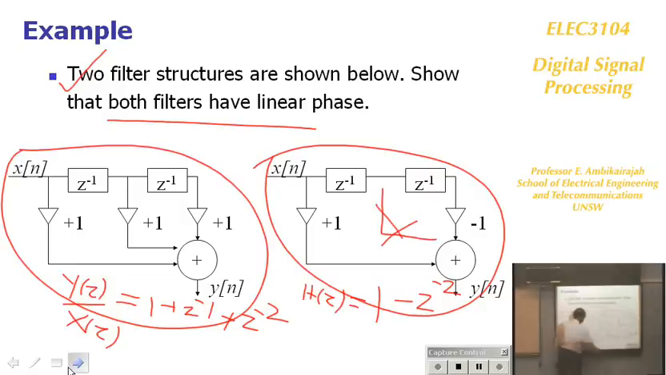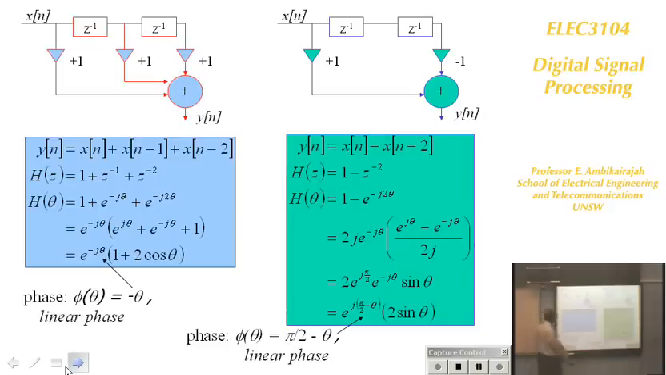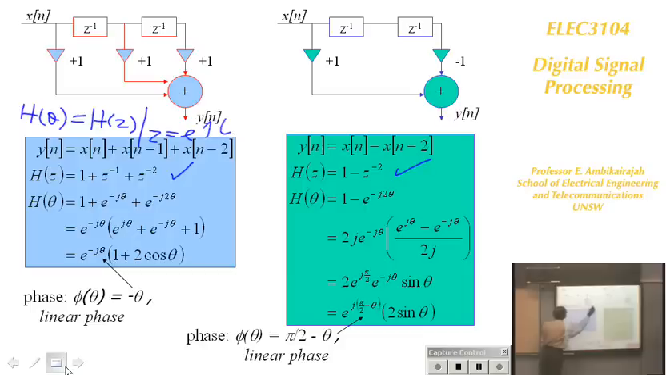So those two filters, if you go to the next page, you've been shown that these are the filters. Here you go. That's one, zero. Now I calculate H(theta). To calculate H(theta), you substitute z equal to e^(j theta). You substitute that, you get this.